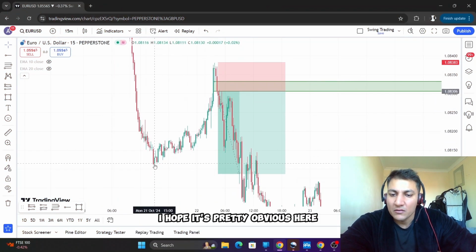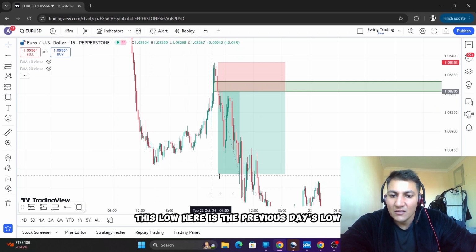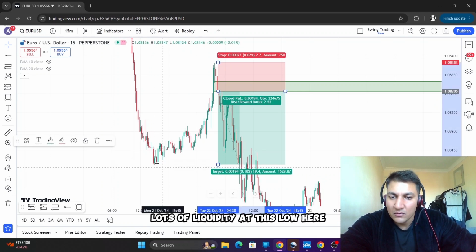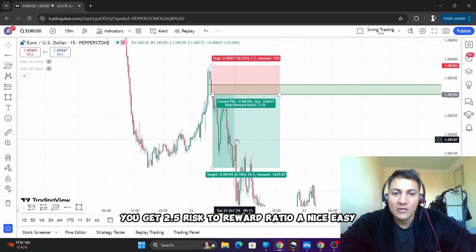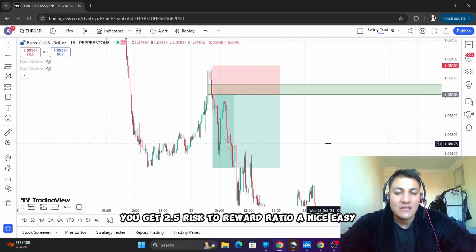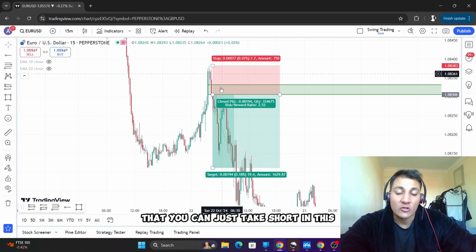I hope it's pretty obvious. Here, this low here, the previous day's low. Lots of liquidity at this low here. And if you do that, you get 2.5 risk to reward ratio. A nice, easy, very high probability setup that you can just take short in this.